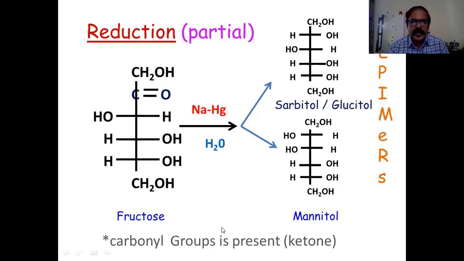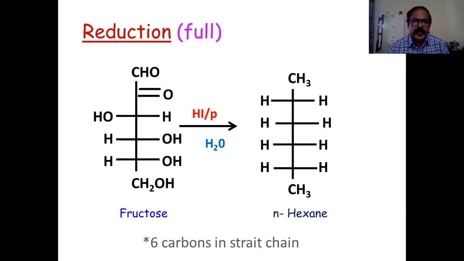Now let us go into the next stage. Full reduction. That means you are giving more hydrogens. Using hydrogen iodide and phosphorus, when fructose reacts, all hydrogens will be supplied, and the oxygen and hydrogen will get removed as water molecules. All carbons become saturated, and you will get n-hexane. n-Hexane means all these hydroxyls and oxygens are removed by reduction. So fructose is becoming n-hexane, and this clearly indicates that the 6 carbons are in a straight chain.